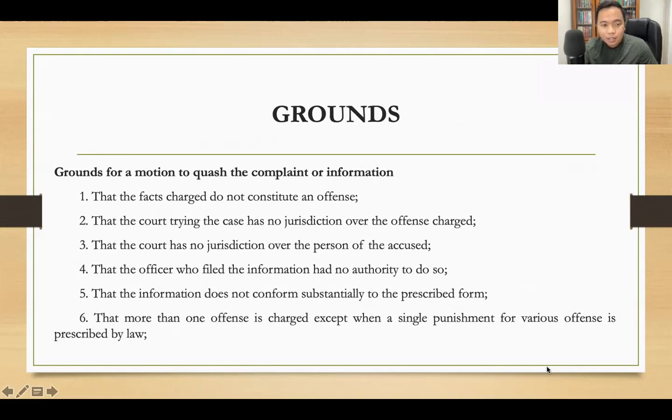Second, the court trying the case has no jurisdiction over the offense charged. This is already part of the exception. Third, the court has no jurisdiction over the person of the accused.